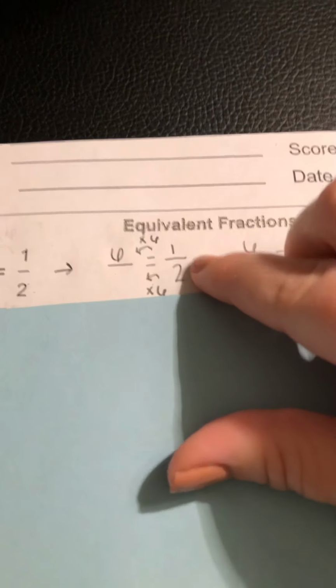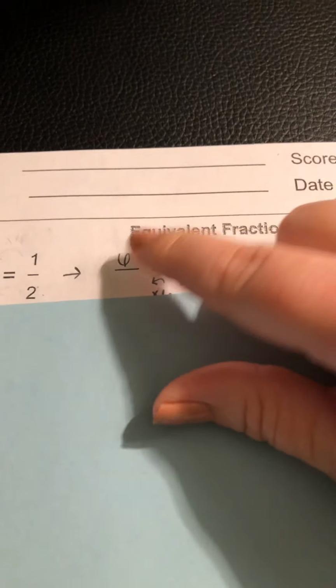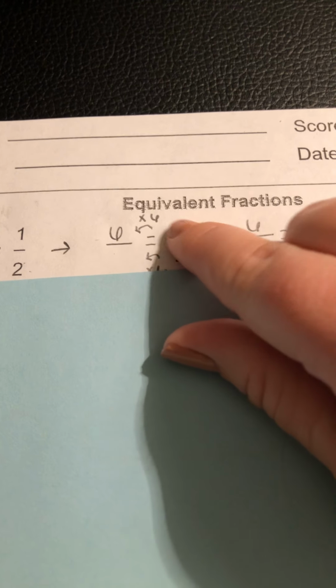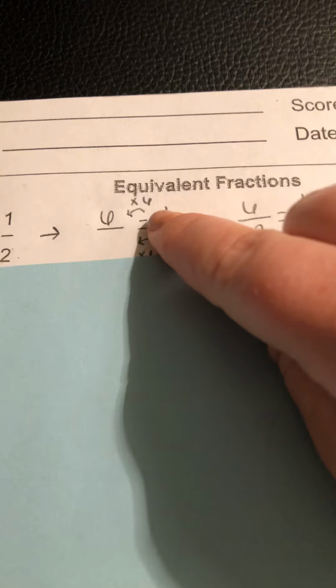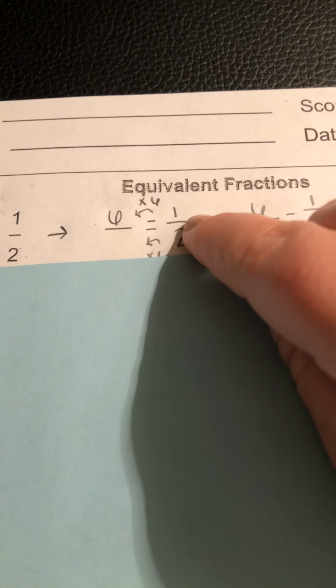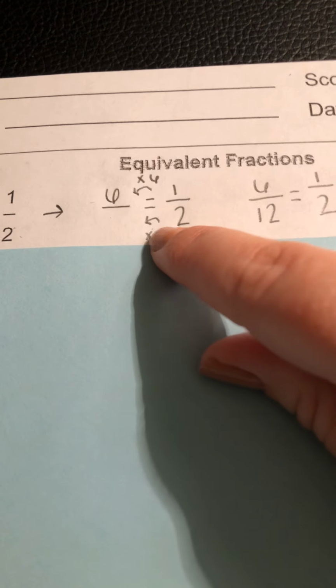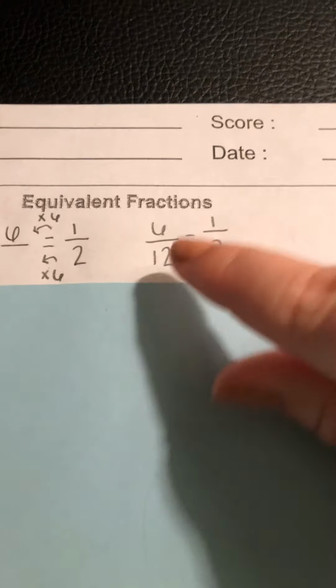So I see right here that this is 1/2, and I need to make my number bigger because you're going from a smaller number to a bigger number. So that's telling me I need to multiply. So I needed to figure out 1 times what would give me 6? Well, 1 times 6 would give me 6. And whatever I do to the top, I have to do to the bottom. So I do 2 times 6, which would give me 12.